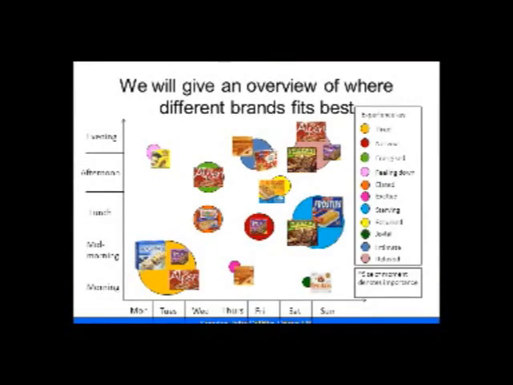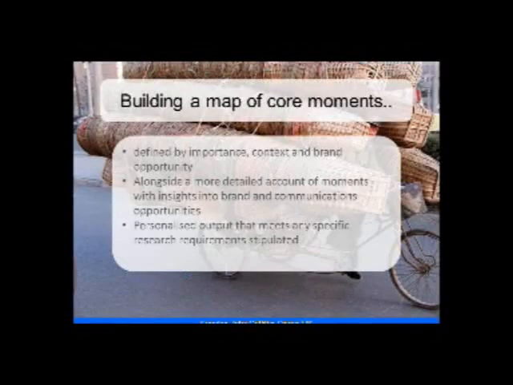So this chart shows very briefly how we might map brands straight over the top of the chart which I showed you already, so we can actually see what fits and what doesn't fit, and to use that as a way of building an understanding of where brands have traction. So the idea here is that we build a map of core moments which are defined by importance, context, and brand opportunity. And then this is the thing that we do with the mobile. And then we come back to it.